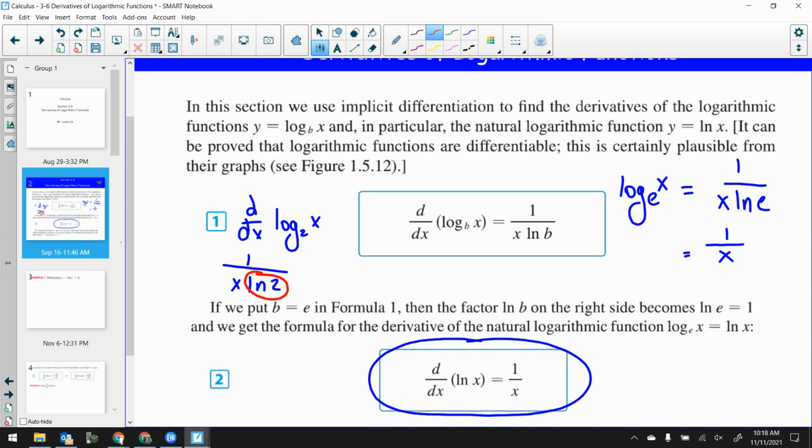Could you think of a way to simplify that and then put it in front of the x or not? No, because it would look like 1 over ln of 2 times 1 over x, which just looks weird. Yeah, I mean, you could find the decimal value, but I wouldn't do that, because you're estimating it. You're finding a rounded value.